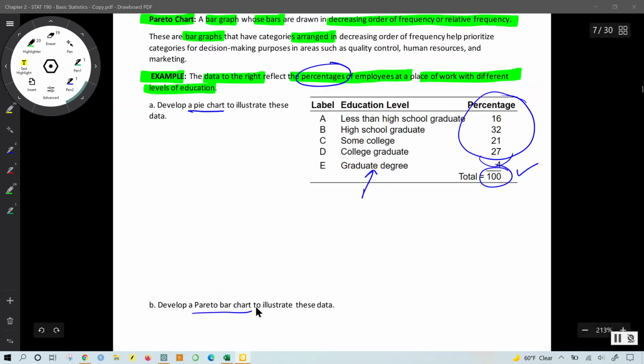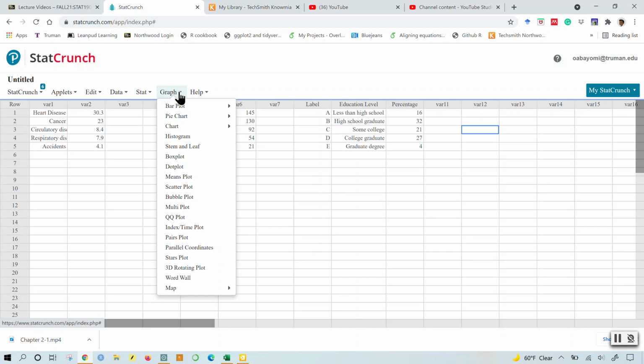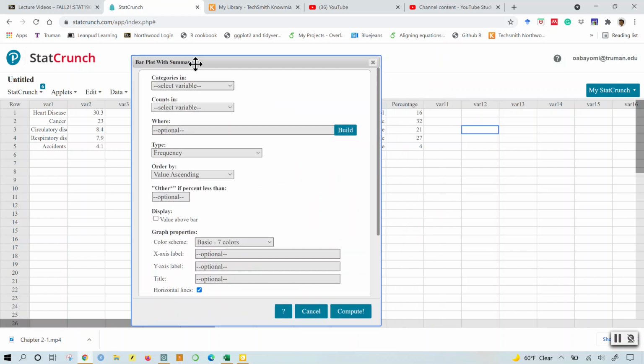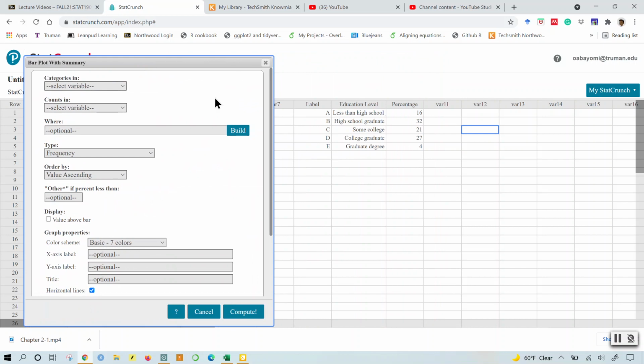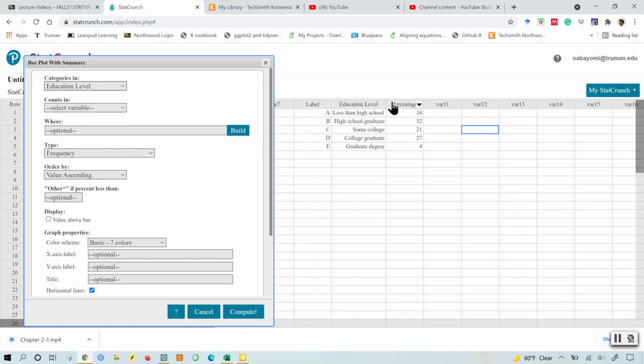To develop a Pareto bar chart in this case, I'm going to go back into StatCrunch, and what I'm going to do is I'm going to hover the mouse over graph, go to bar plot, then with summary, click on that, and I'm going to drag this to the side a little bit and indicate that the categories are in education level and the percentages or counts are in percentage.